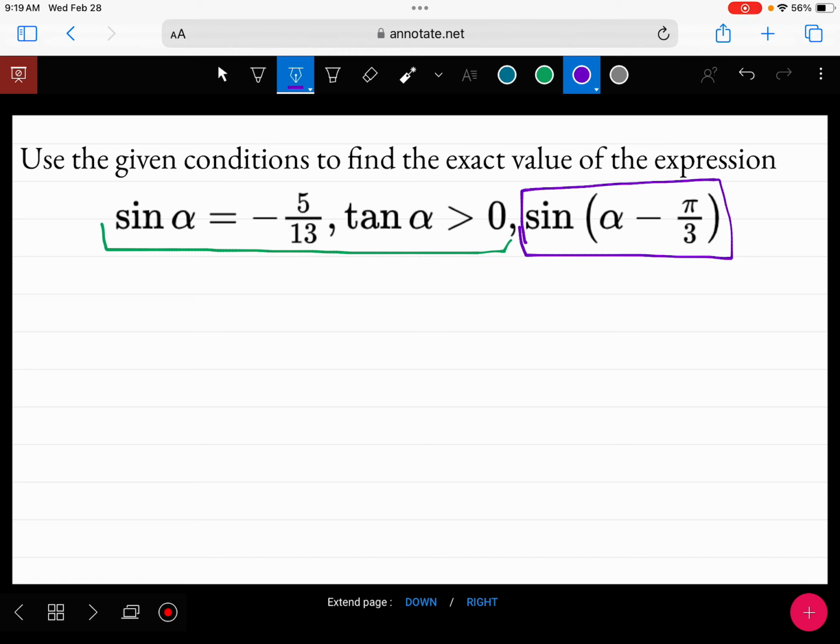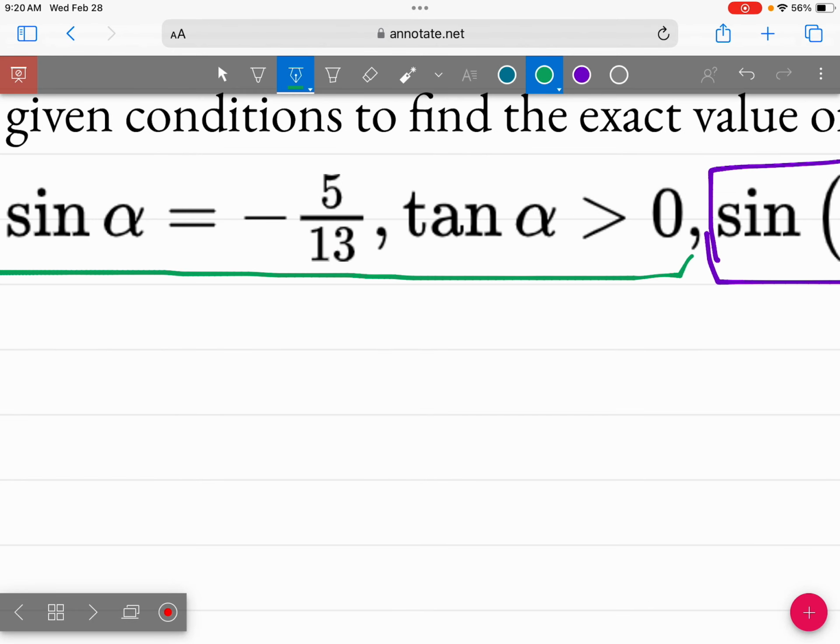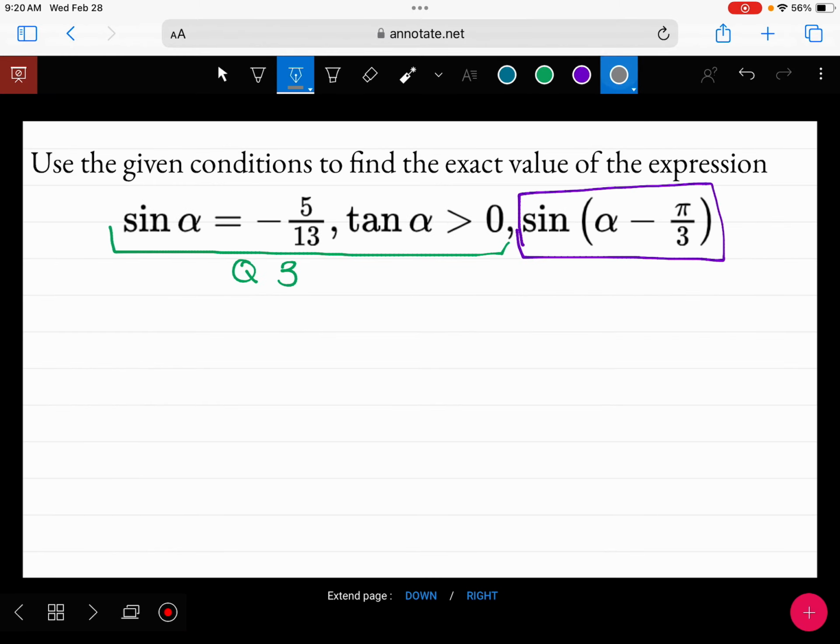So we're told that sine of alpha is negative 5 over 13, and that the tangent of alpha is positive. Tangent of alpha is greater than 0. So if sine is negative and tangent is positive, what quadrant is it in? Means this whole thing's going to be in quadrant 3. So we're going to start by making a sketch so that we can figure out where this is.